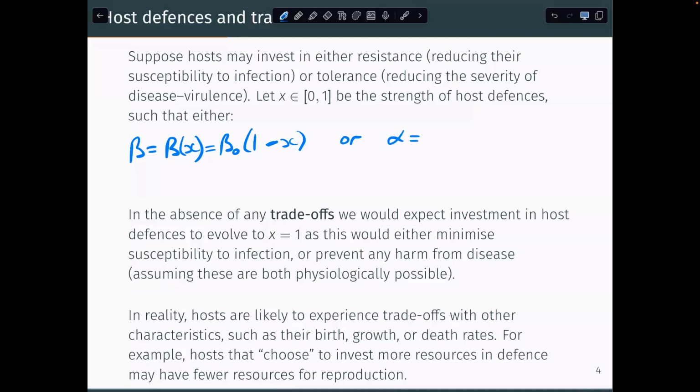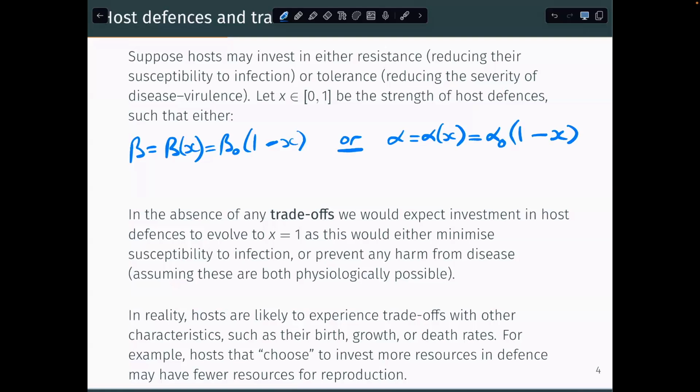And if we're talking about tolerance, our alpha now would be a function of X. Again, there might be some baseline level of virulence, alpha naught. Again, we can multiply this by 1 minus X. Generally, we would not expect resistance and tolerance to both improve at the same time without there being some trade-off between these things. So one could explore, for example, what happens in a trade-off between resistance and tolerance.